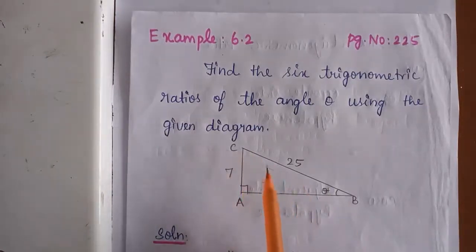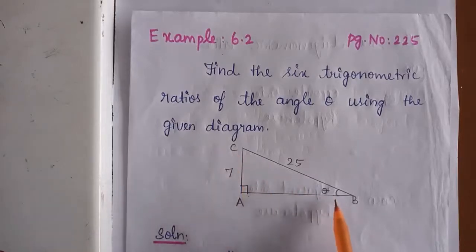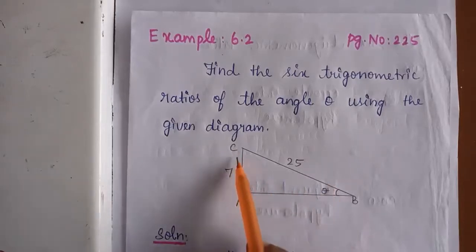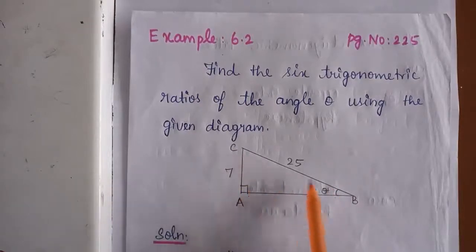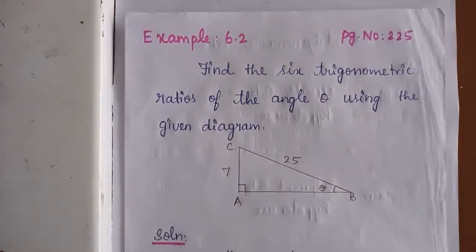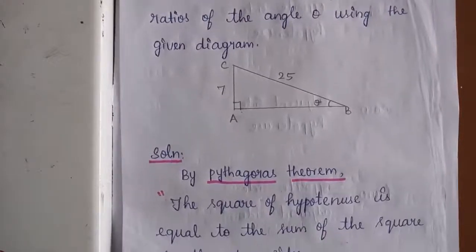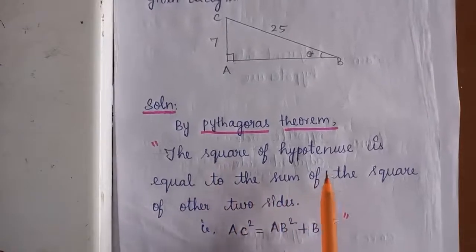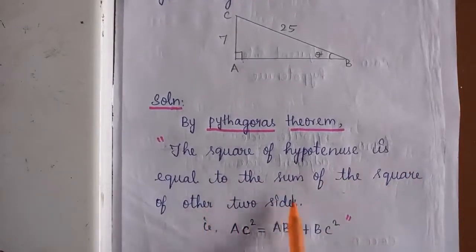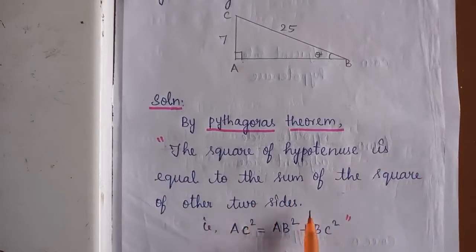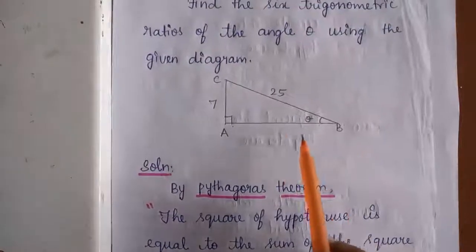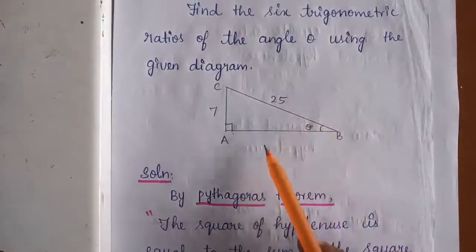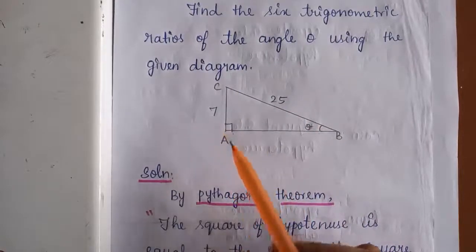ABC is a right angled triangle, right angled at A. Theta, then the value of AC is 7 and the value of BC is 25. So solution by the Pythagoras theorem. We know the Pythagoras statement: the square of the hypotenuse is equal to the sum of the squares of the other two sides. That is AC square is equal to AB square plus BC square.